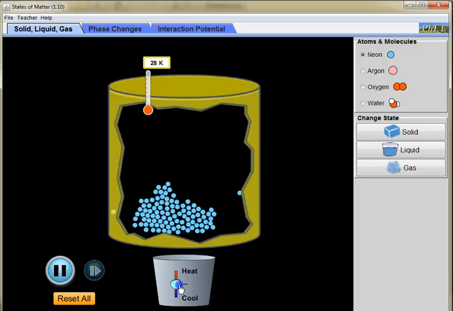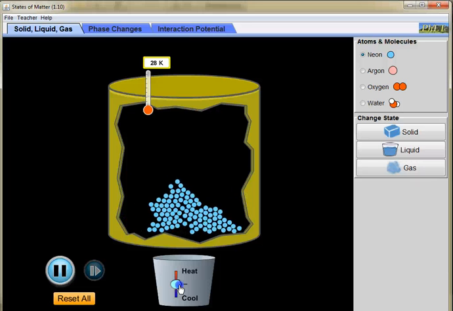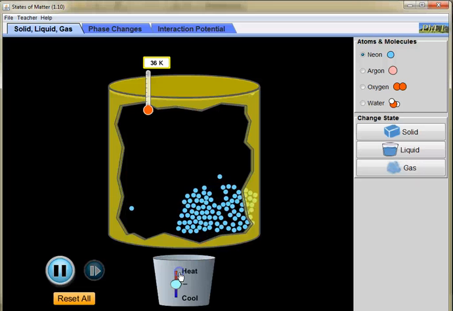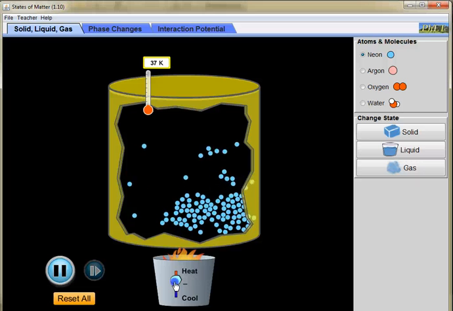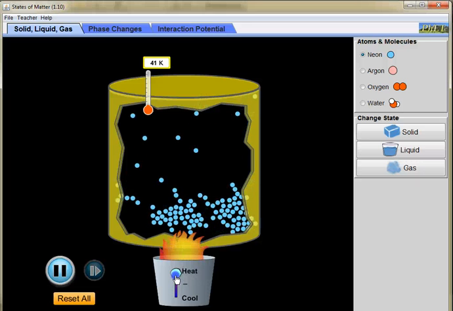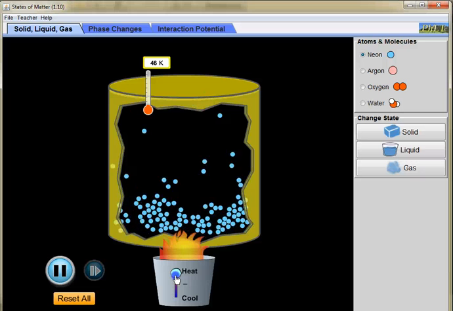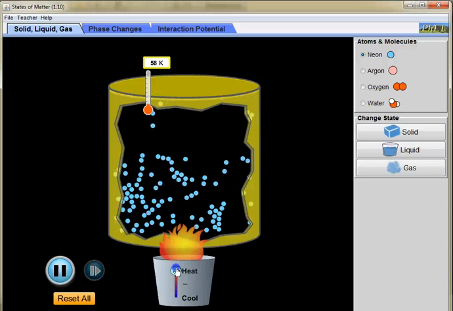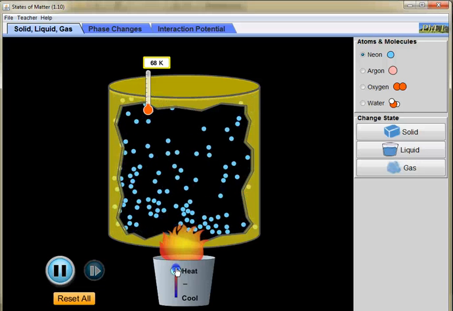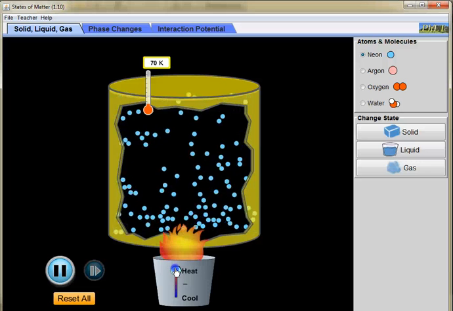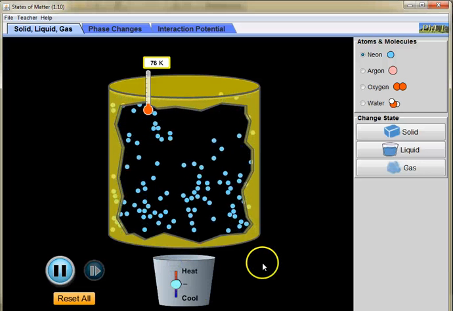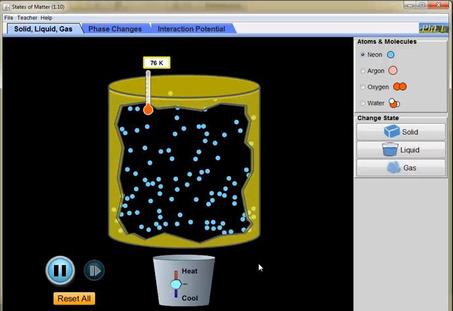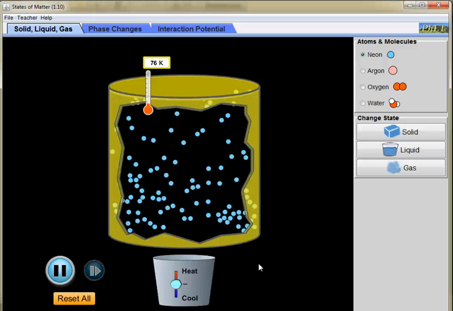So this has become liquid. You can see the particles are moving much faster. Now we can crank up the temperature a little bit more, and you can see that some of the particles start to escape. At about 70 or 75 degrees Celsius, most of the particles are pretty much free of each other. So you can clearly see that as the motion of the particles increases, the temperature increases as well.